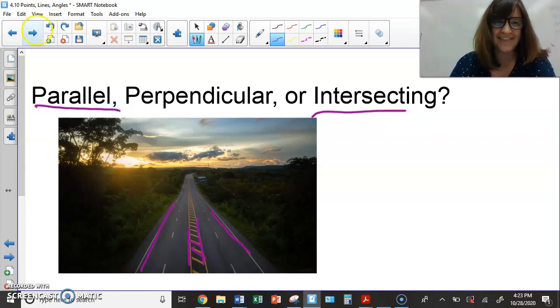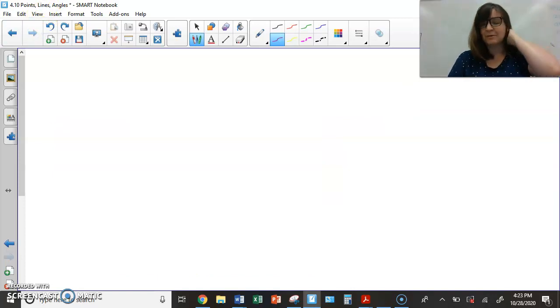All right, guys, that is all for today on parallel, perpendicular, intersecting, points, lines, line segments, rays, angles, all of that. It is so important to know these things because these help us understand more complex shapes and patterns and why things occur.